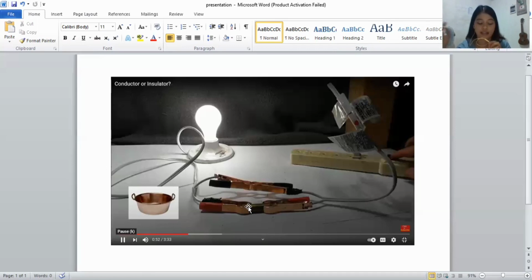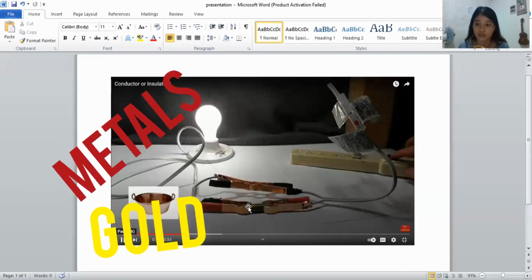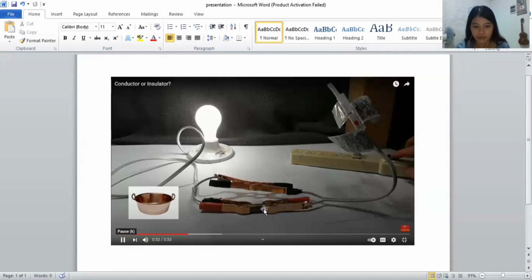To remember: insulators are things through which electricity, energy, heat, and even sounds cannot flow. The conductors are the ones that transmit energy such as electricity, heat, and sounds; the electricity can flow into them. Examples of insulators are glass, wood, and plastics, while the conductors are the metals, gold, aluminum, silver, and even the human body. If you put your hand here, the electricity flows and the bulb lights up.